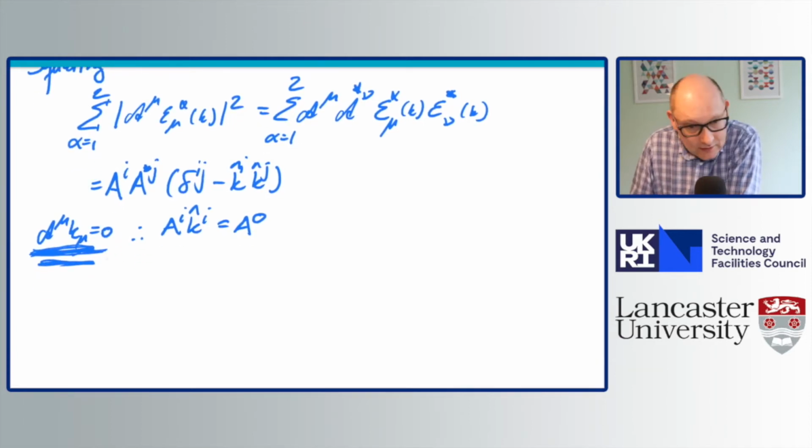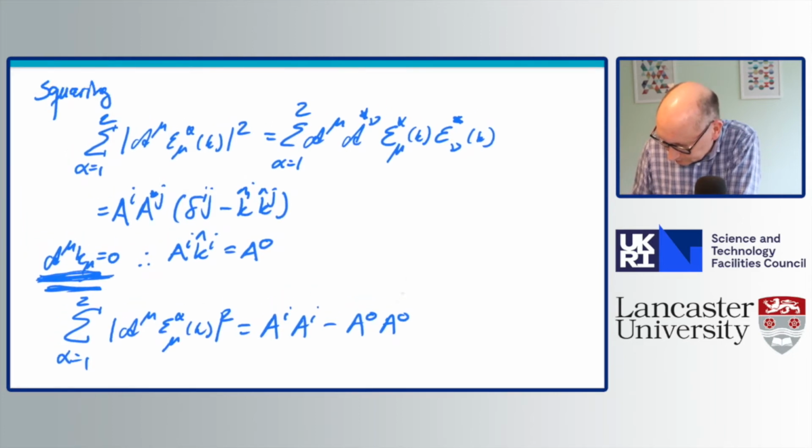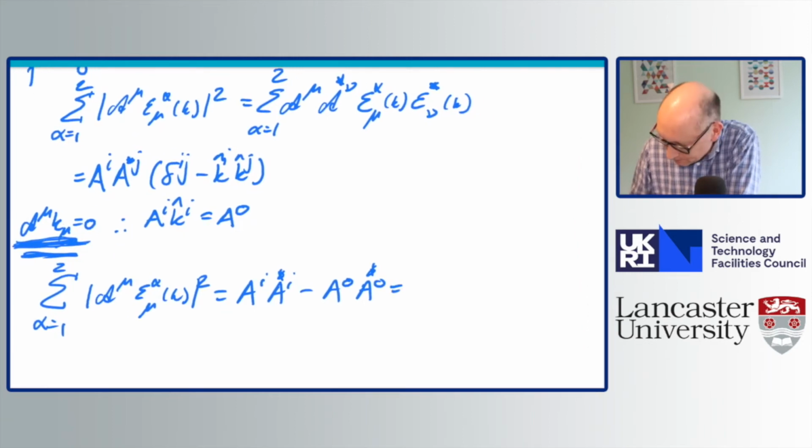Now therefore, the sum from alpha equals 1 to 2 of a mu epsilon mu alpha k squared will be equal to ai minus a0, which is equal to minus a mu a star mu g mu.